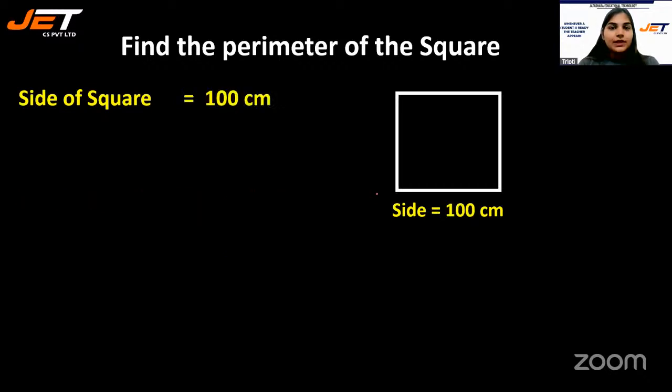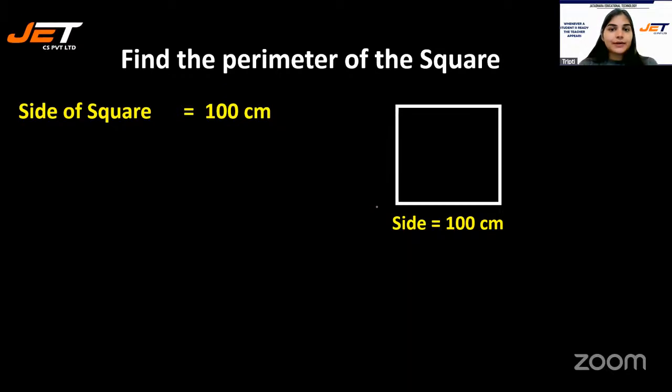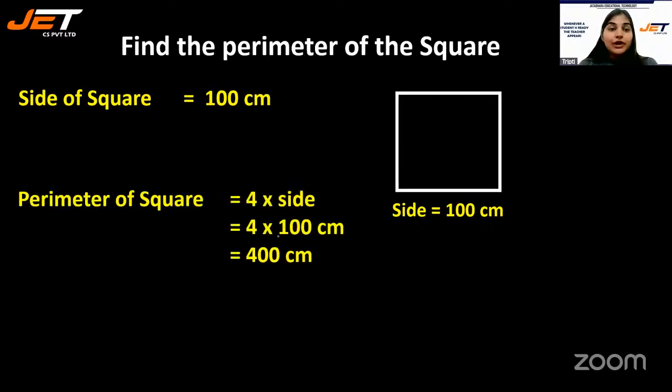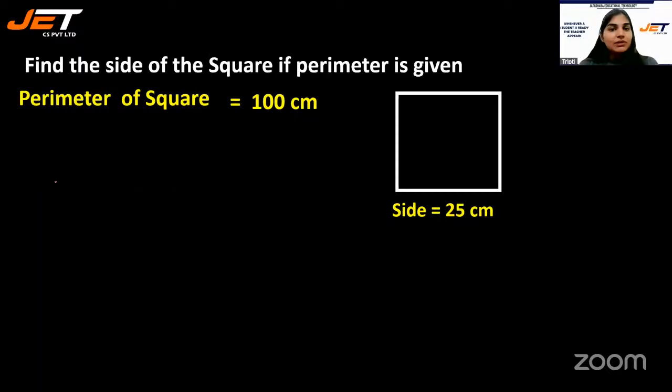Next one, side of the square is 100 centimeters. So what we will do here is 4 times 100, which is equal to 400 centimeters. Now, the next scenario is wherein the perimeter is given. Perimeter 100 centimeters is given. You have to find the side. So what we will do?